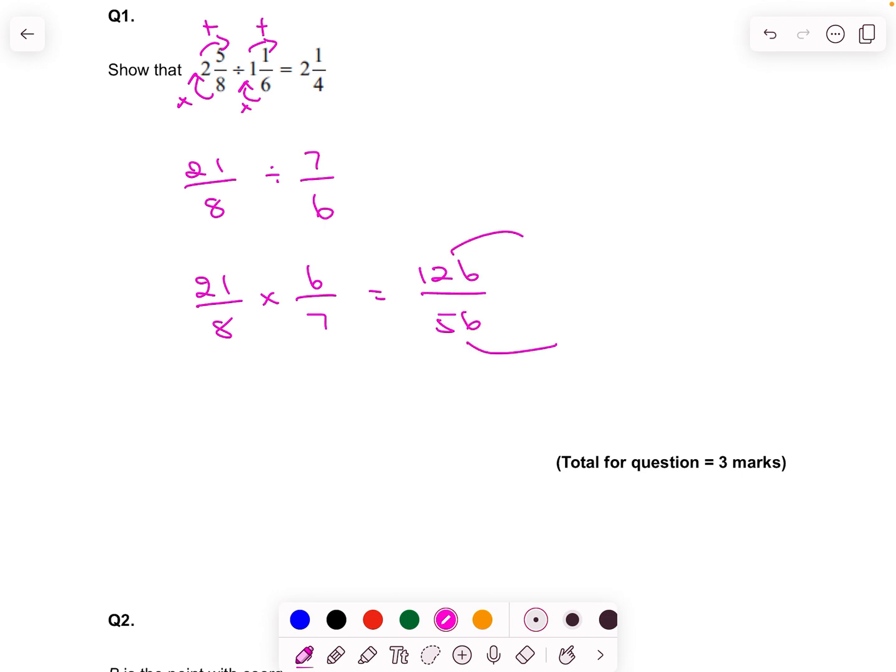And then you can simplify now. So the biggest number that goes into both is 14. Some of you have calculators that automatically simplify for you, and that's fine as well. As you get 9 over 4, and then change that back into a mixed number, which is 2 1/4, and that's your answer.